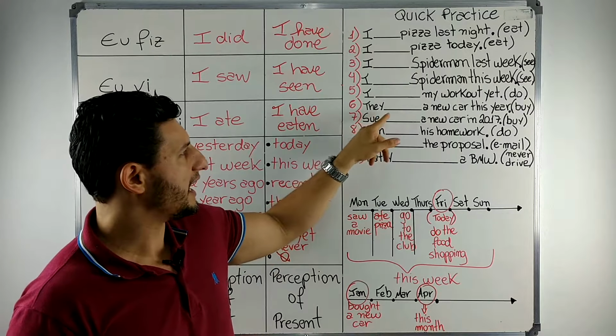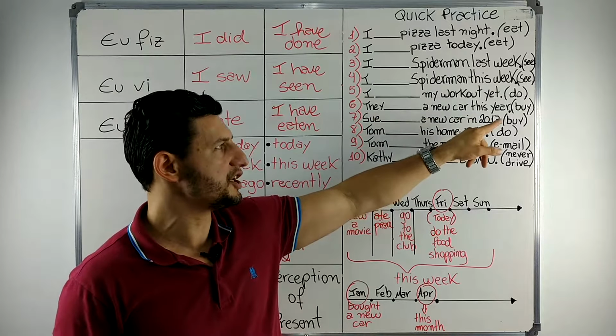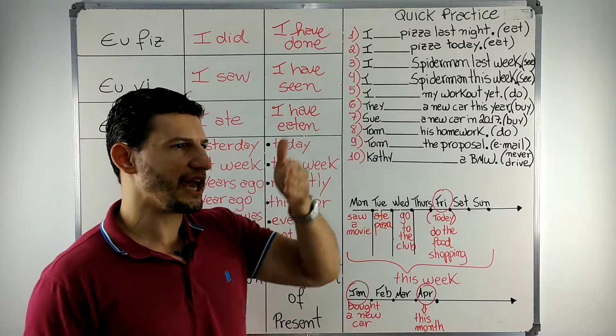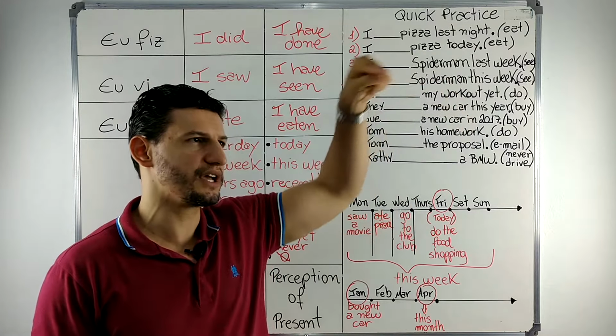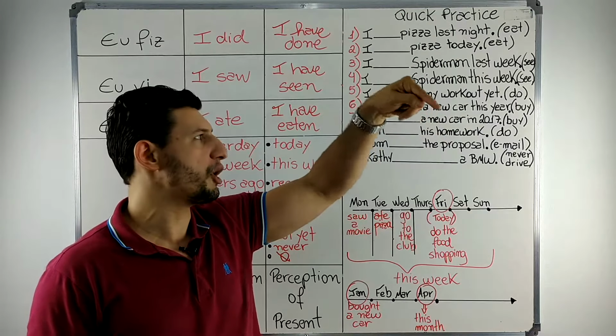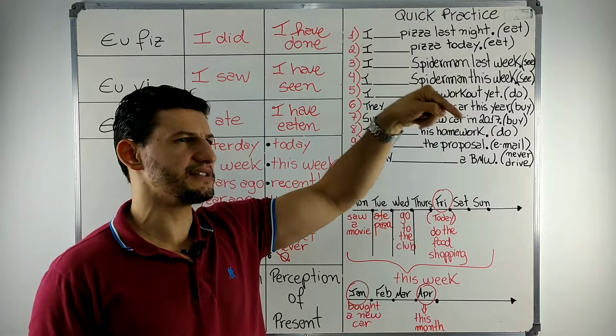6. They a new car this year. Buy, okay? Buy a new car. Buy, bought. They, third column, they have bought a new car this year.